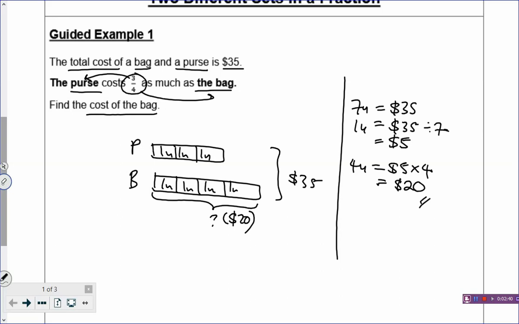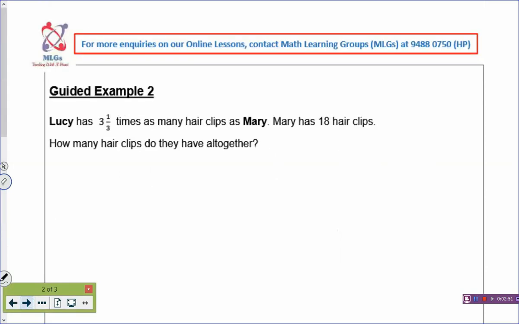Alright, so what does the first example tell you? It tells you that the fraction refers to two different types of things, or two different sets. Okay, now let's go to example 2, and let's read.